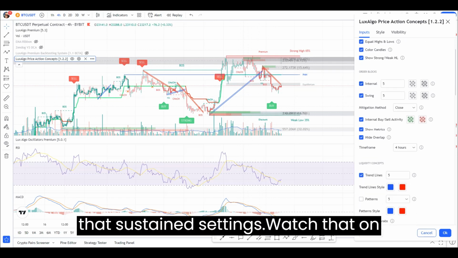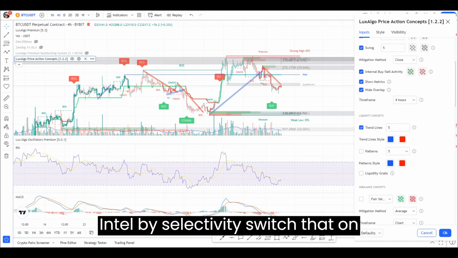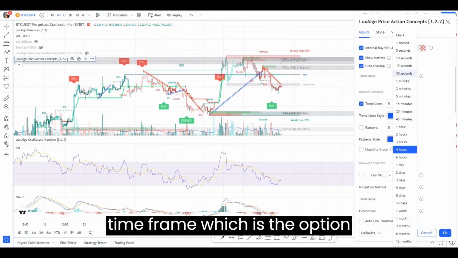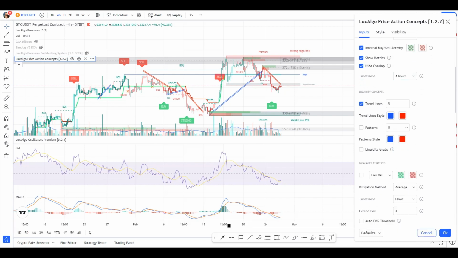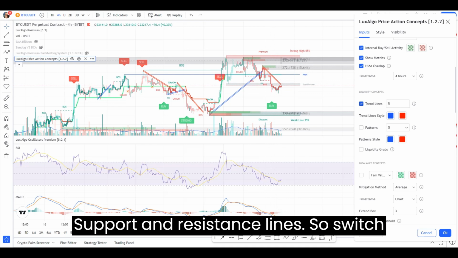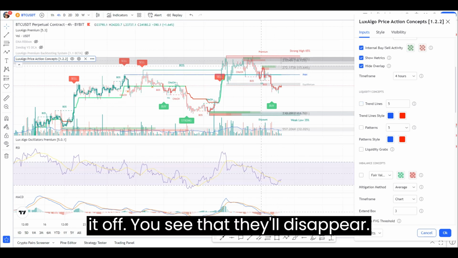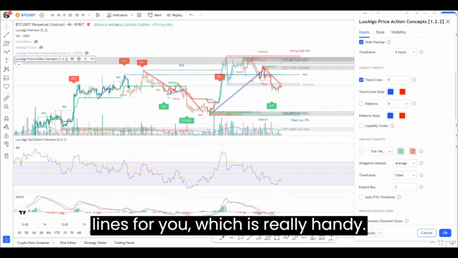Order blocks, that's a standard setting, switch that on. Then buy and sell activity, switch that on. Time frame, which has the option of chart setting or 4 hours. I usually put a 4-hour setting in there. Liquidity concepts: trend lines will provide you these little support and resistance lines. I switch it off, you see that. They'll disappear. So it pretty much draws the trend lines for you, which is really handy.